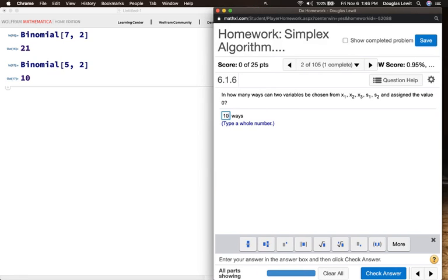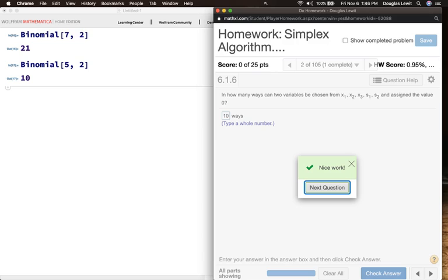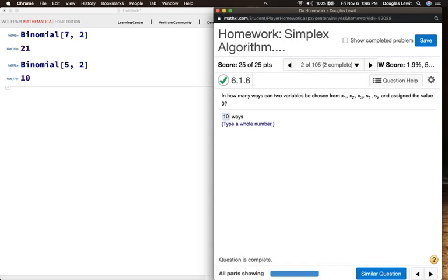Okay, so let's continue, and let's check if this answer is correct. And the answer is correct. So they're not asking you to actually enumerate all the different combinations. They're just asking you how many different combinations there are. And there are many different combinations, right? You have x1, x2, x3, s1, s2, and, you know, you have x1, x3, and x1, s1, and x1, s2, et cetera, et cetera. You have 10 different combinations. That's what they're actually talking about.